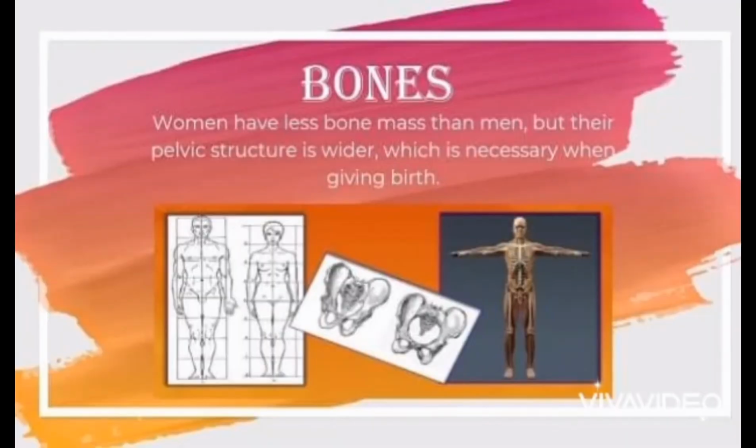Next is the bone. Women have less bone mass than men, but their pelvic structure is wider, which is necessary when giving birth. Male bones are bigger and stronger in both size and density. Peak male bone mass is around 50% more than women, and women lose bone faster as we age. The most important difference between the male and female skeleton is found at the level of the pelvis. The female pelvis is adapted for gestation. It is not as high and is proportionately wider than that of the male.